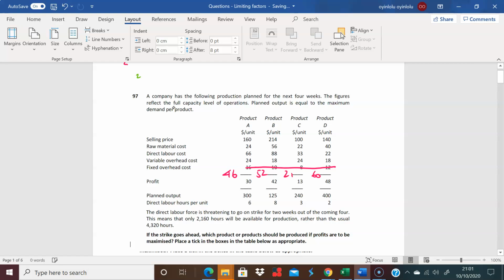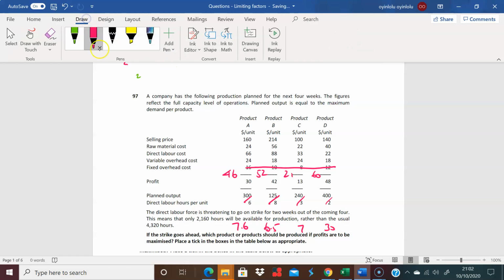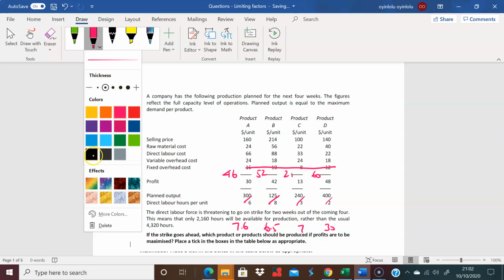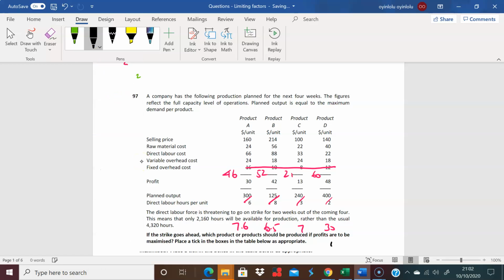So now I need to find out what that contribution is per the amount of time. So 46 divided by 6, 52 divided by 8, 21 divided by 3, 60 divided by 2. Just writing my numbers here. I have 7.6 here, 6.5 here, 7 here, and I have 30 here. So just changing my pen color again, when I rank this, I will go with this one first, then product D first, product A, product C, and then finally product B.